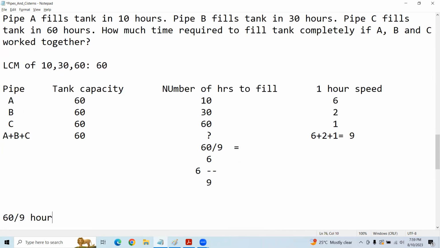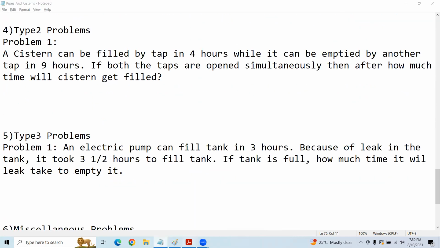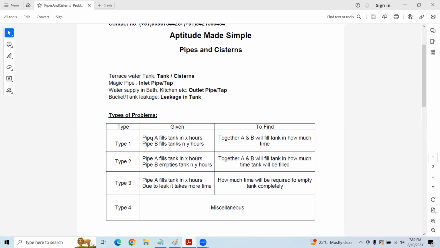60 by 9 hours. Now let's look at the type 2 problems. So what is the difference in type 1 and type 2? In type 1, they have given A and B. Both were filling the tanks and they were asking if we open together, how much time it is going to take. Now here we have inlet pipe, we have outlet pipe also.